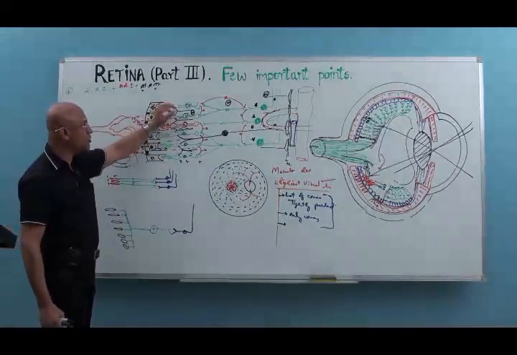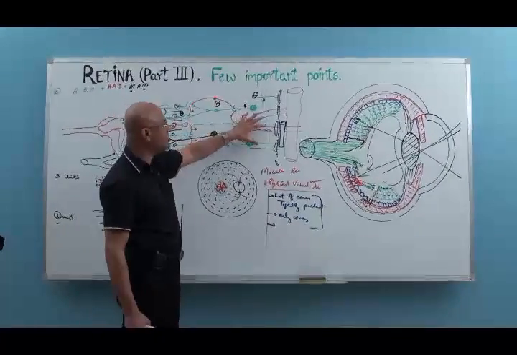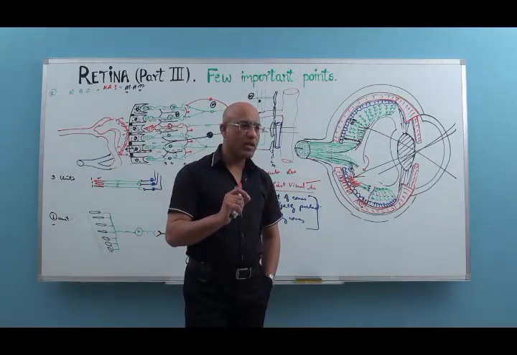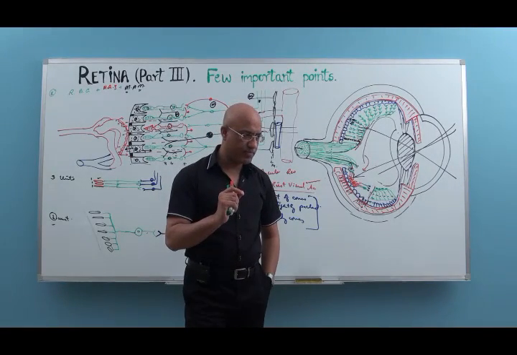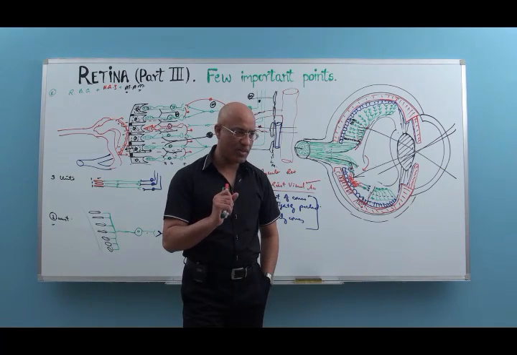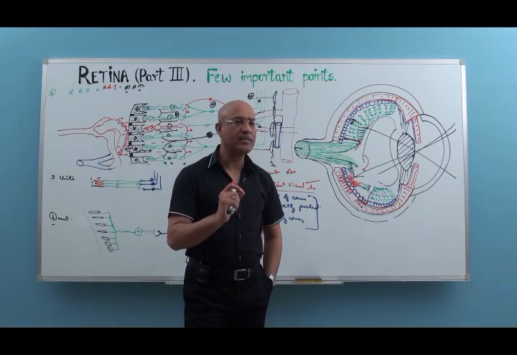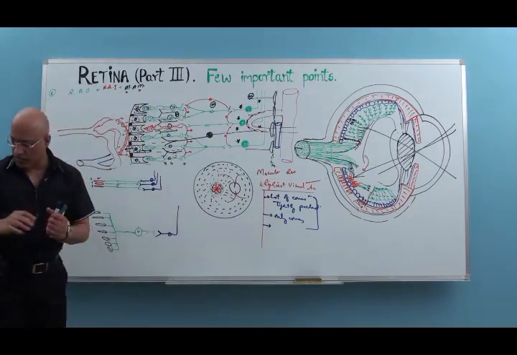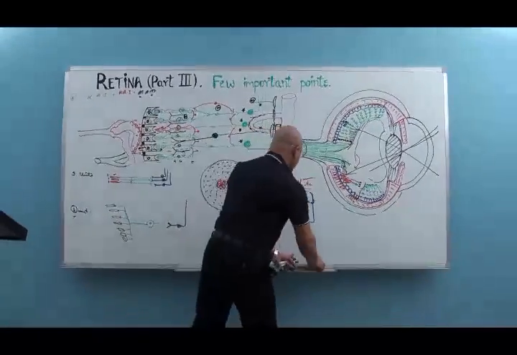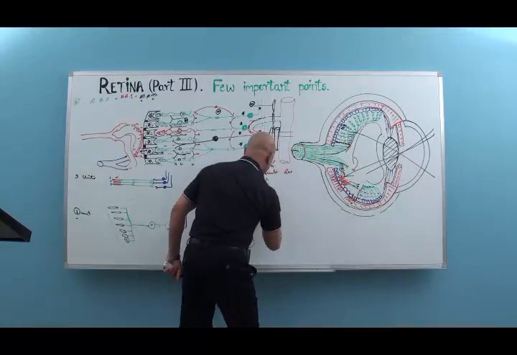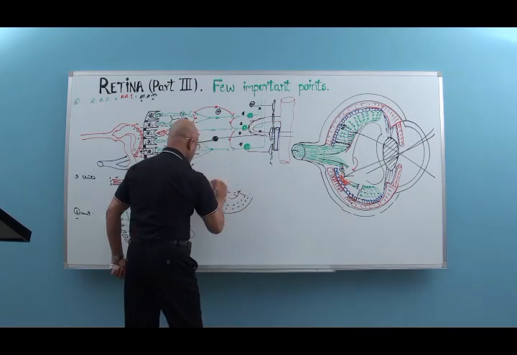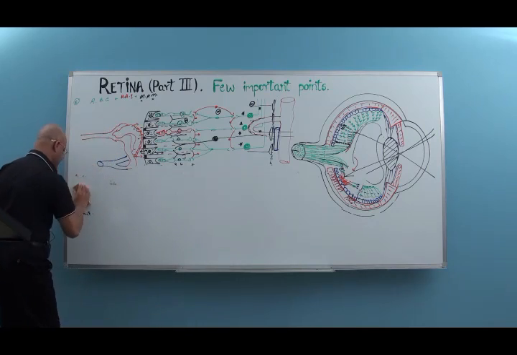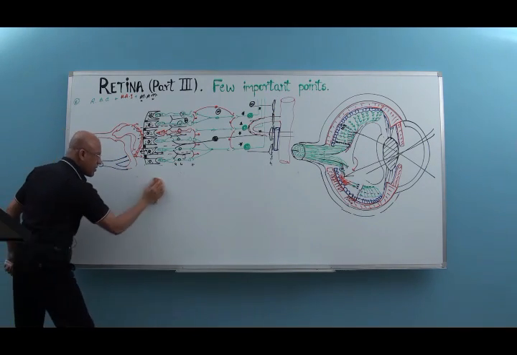We know about rods and cones, we know about bipolar cells, and then ganglion cells, and then the nerve fibers. Now I want to specially focus on the nerve fibers from the ganglion cells. The axons, what are their final destinations in the central nervous system? Let's come to that. From the retina, where do the fibers go in the central nervous system?